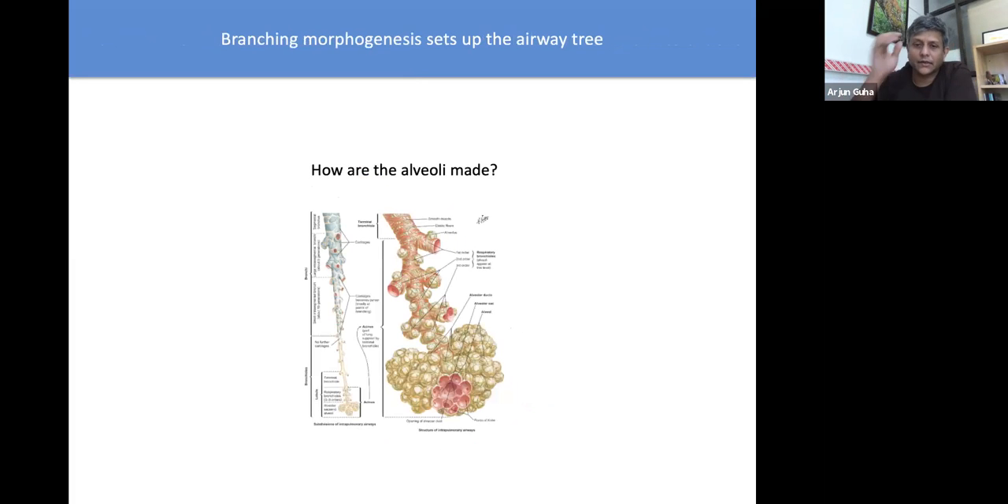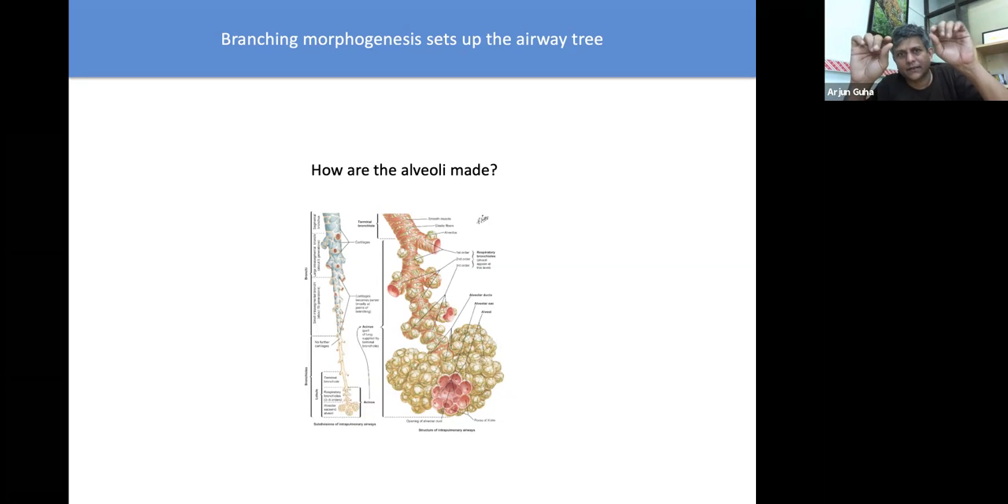So as I mentioned, and in the interest of time, you've now created a branched network. These are basically going to make up the airways of the lung, the conducting airways, meaning the passages for air into and out of the lung. The gas exchange of the lung does not happen here. It happens in sacs that form once the airway is made, and these sacs are called alveoli.